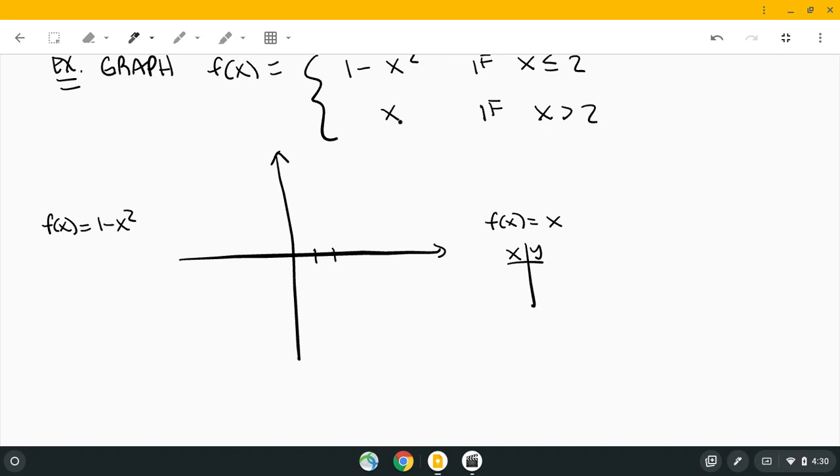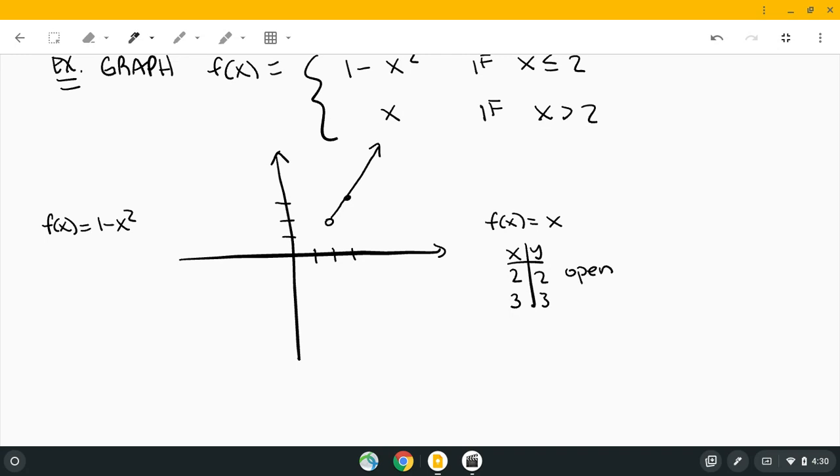This is for x values greater than 2. So I'm going to choose 2 and 3. And this one is going to be open because 2 is not included. So we get 2 and we get 3. So 2, 2, open, 3, 3, closed. And we have this graph for the right side of 2.